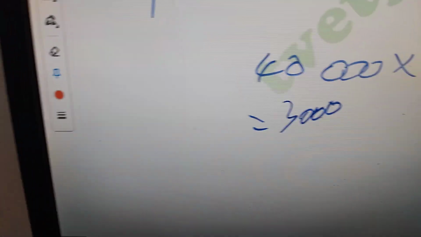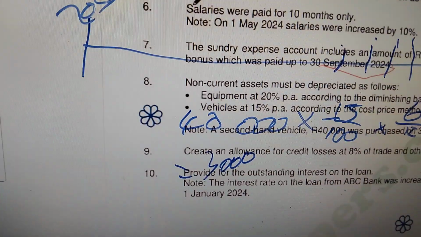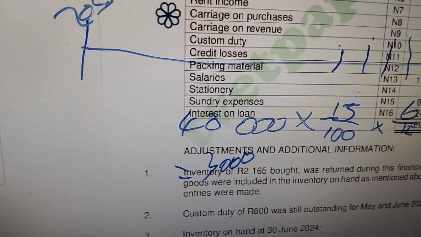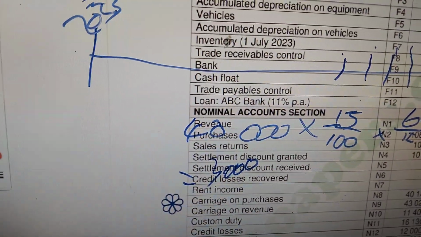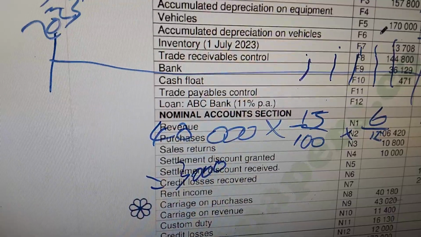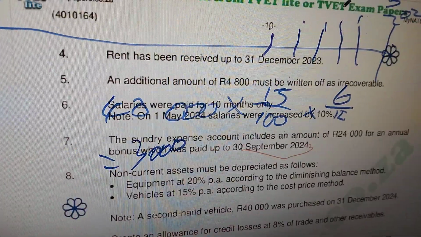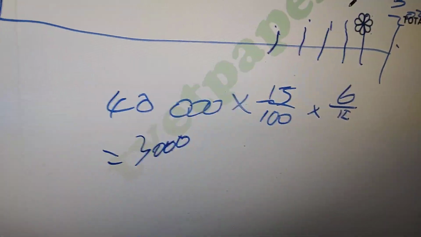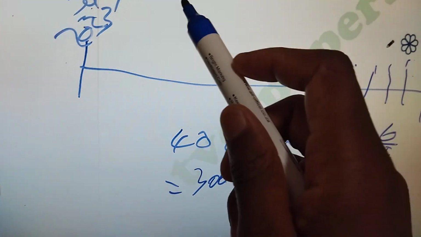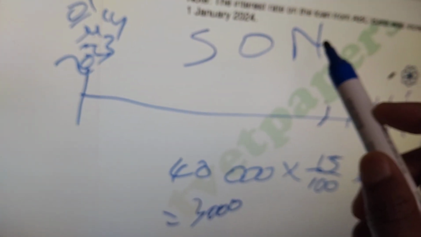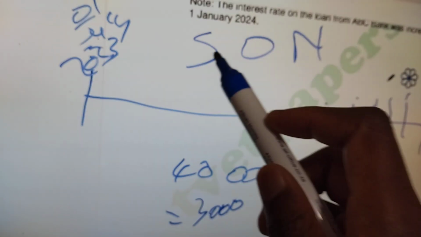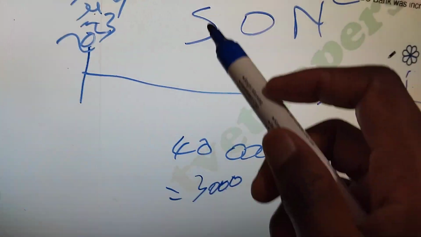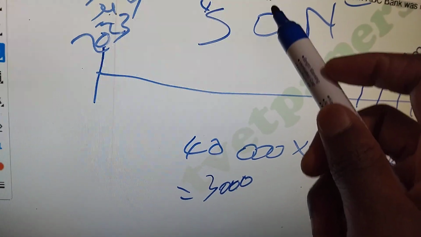So let's go to old. When we calculate old, we will take these vehicles of 170,000. Don't forget, there is this thing that we use, SON. S stands for sold, O stands for old, N stands for new. So we calculated for new, and for sold we don't have. Old is always going to be there.